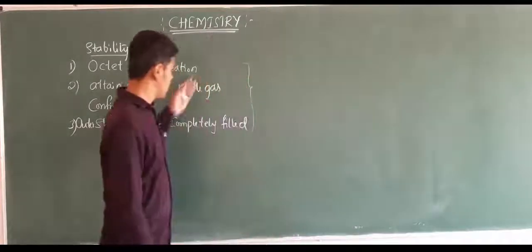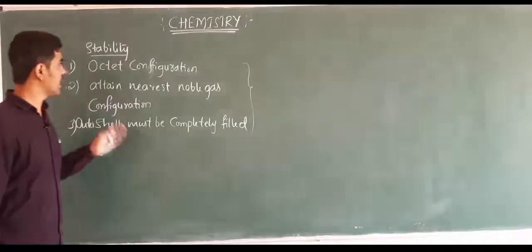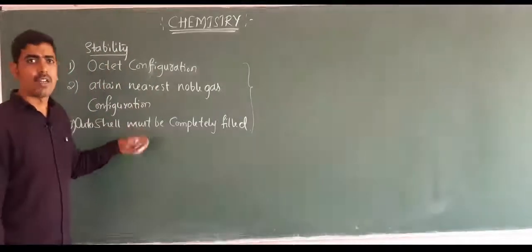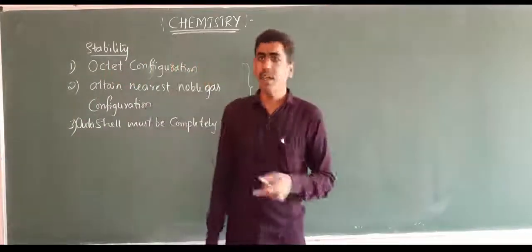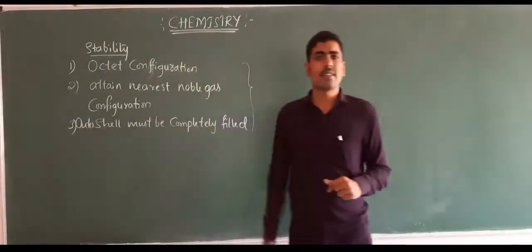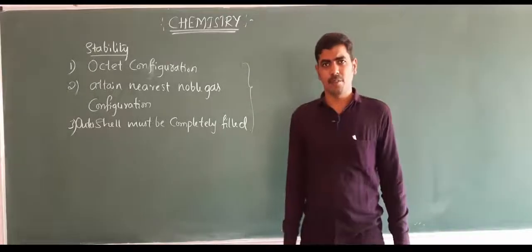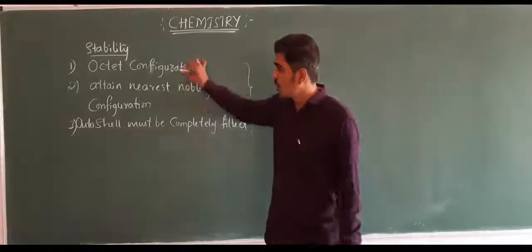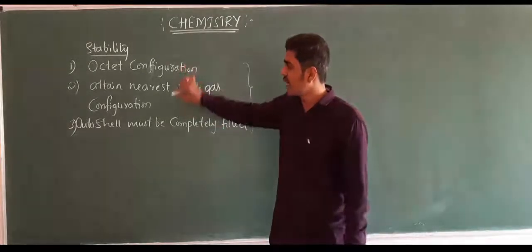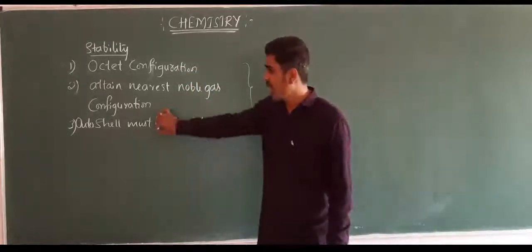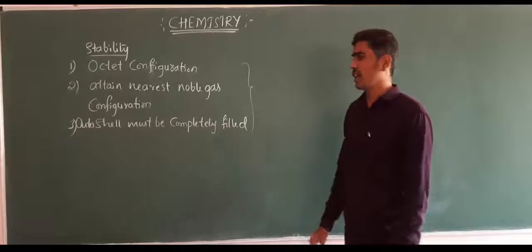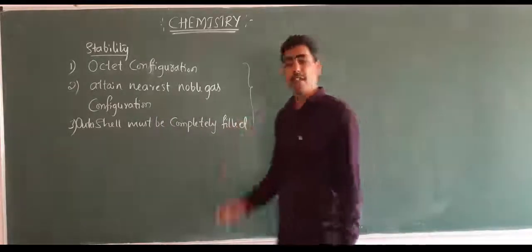If an atom obeys or follows any one of these three conditions, then it becomes stable. So first we should know what is the meaning of octet configuration, what is nearest noble gas configuration, and what is outer shell completely filled.